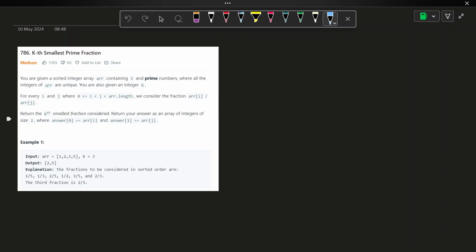Okay. So the problem statement is that you are given a sorted integer array containing 1 and prime numbers, where all the integers are unique. You are also given an integer k. One and all prime numbers, like 1, 2, 3, 5, 7, and so on. For every i and j where i is less than j, we consider the fraction arr[i] / arr[j]. Return the kth smallest fraction considered. Return your answer as an array of integers of size 2, where answer[0] is arr[i] and answer[1] is arr[j], like numerator and denominator.